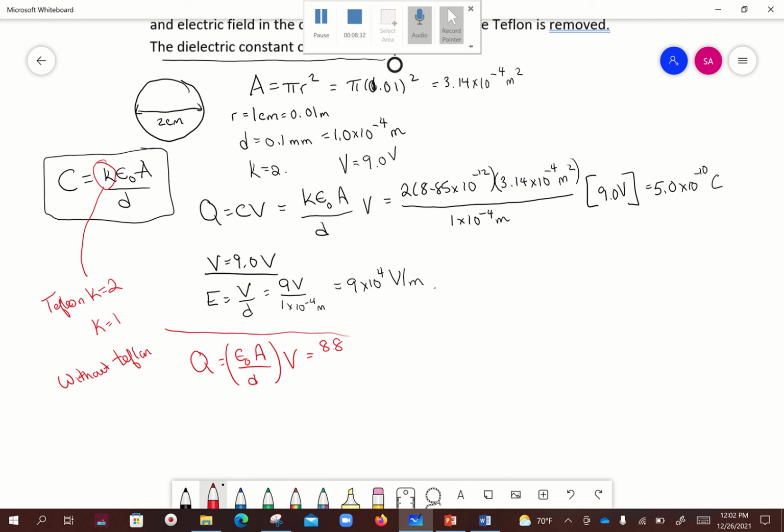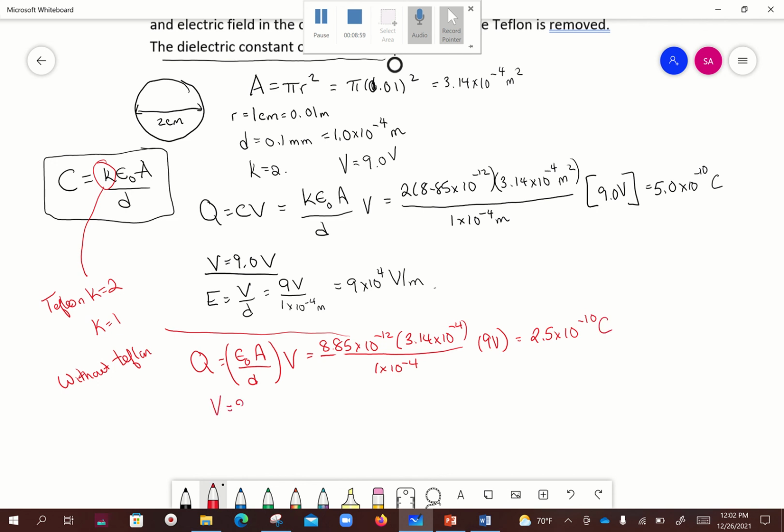So 8.85 times 10 to the minus 12 times area, which is the same. The plate separation is the same. All we did was take out the Teflon. We didn't move the plates further apart, times 9 volts. So I get 2.5 times 10 to the minus 10 is my charge.